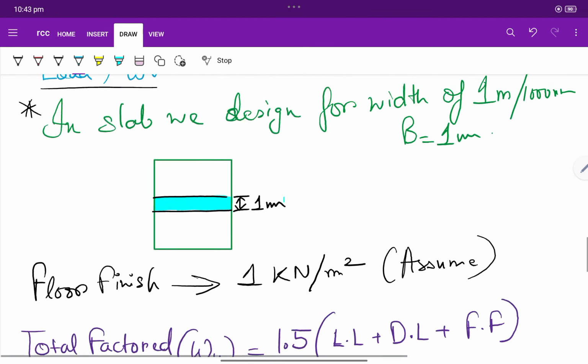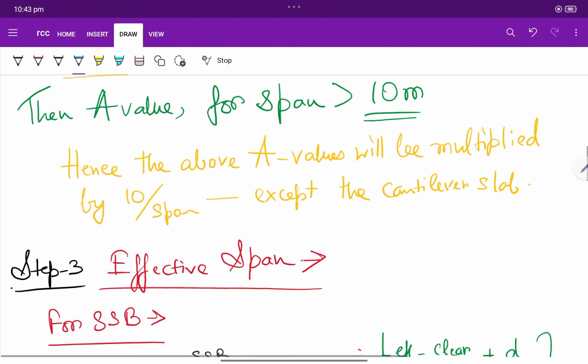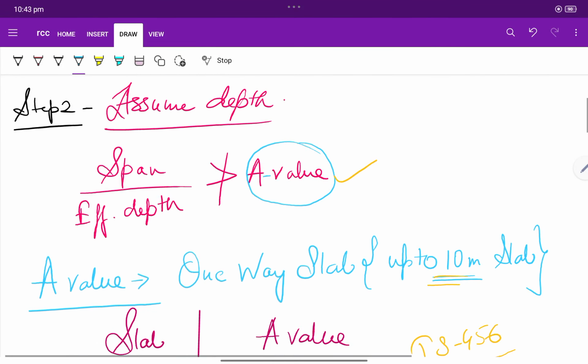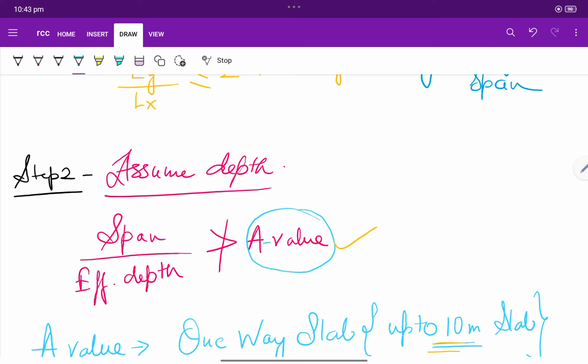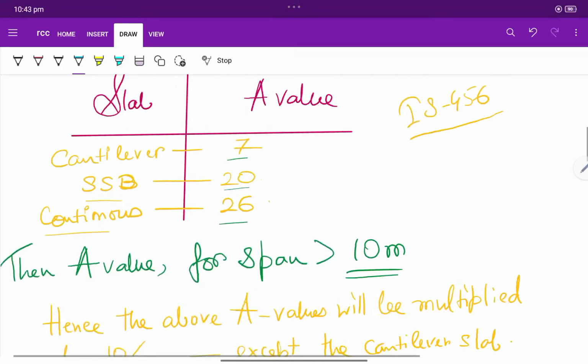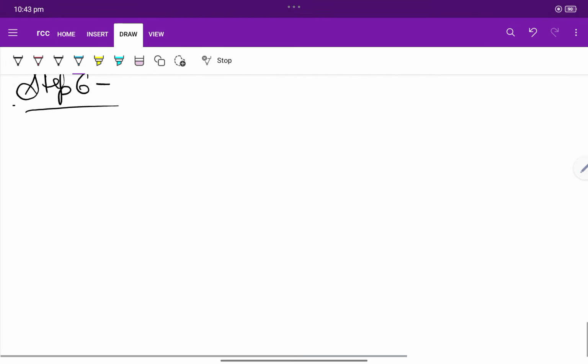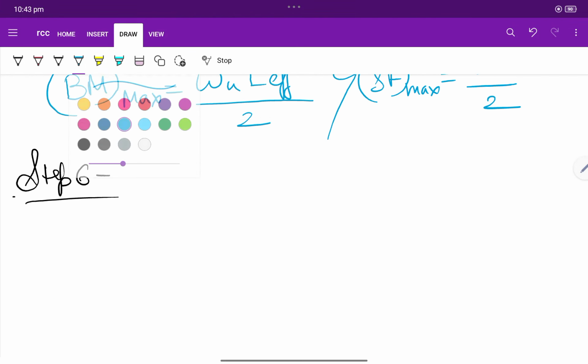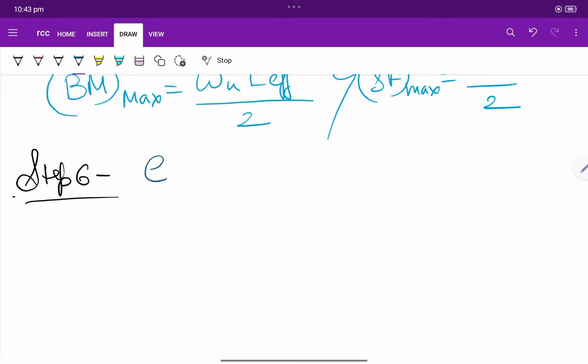So see, first we have assumed the D in step 2, I think. See here, we have assumed the D, so you can call this D provided. Now we will calculate the D required. How will we calculate? See, we know the moment formula, so you can write it here. Check for moment.